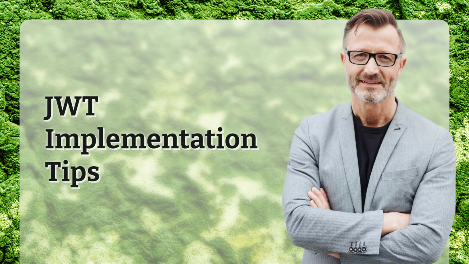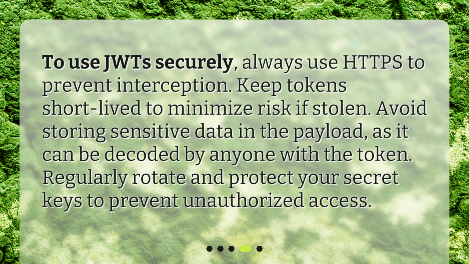JWT implementation tips. To use JWTs securely, always use HTTPS to prevent interception. Keep tokens short-lived to minimize risk if stolen. Avoid storing sensitive data in the payload, as it can be decoded by anyone with the token. Regularly rotate and protect your secret keys to prevent unauthorized access.